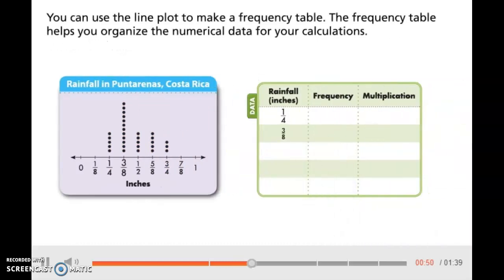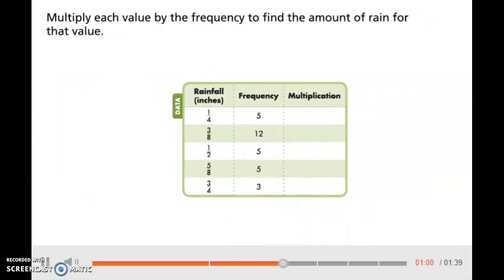You can use the line plot to make a frequency table. The frequency table helps you organize the numerical data for your calculations. Multiply each value by the frequency to find the amount of rain for that value.